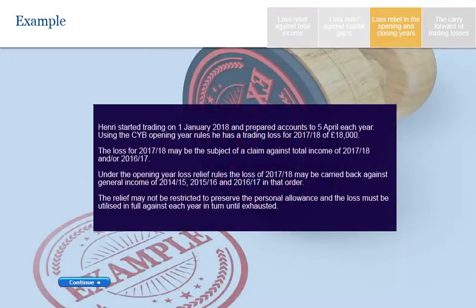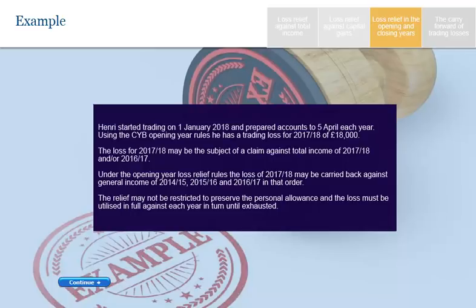Here is an example of the opening year loss relief rules for Henri, who started trading on the 1st of January, so his first tax year will be 2017-18. I've made his accounts to be prepared to the 5th of April, but that's fine and not uncommon. The loss for 17-18 may be the subject of a claim against total income of that year and/or the preceding year. He might have been employed the year before, enjoyed savings income the year before, and so that may be helpful. It may also open up a capital gains tax loss relief claim in those 2 years.